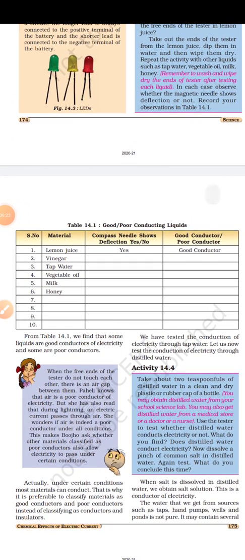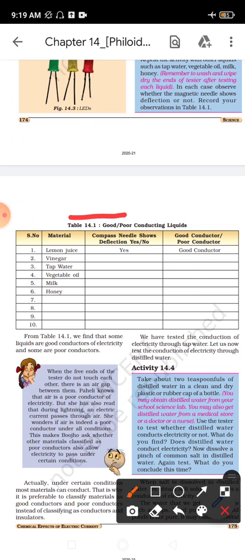So students, here is a table given for all of us, table number 14.1, in which we have to classify the different materials into conductors and insulators, or good conductors and poor conductors. Let us take one example, lemon juice. Here it shows the deflection in the compass needle, yes, and it is a good conductor. If we talk about vinegar, it will also show the maximum deflection, so yes, and it will also come as a good conductor.